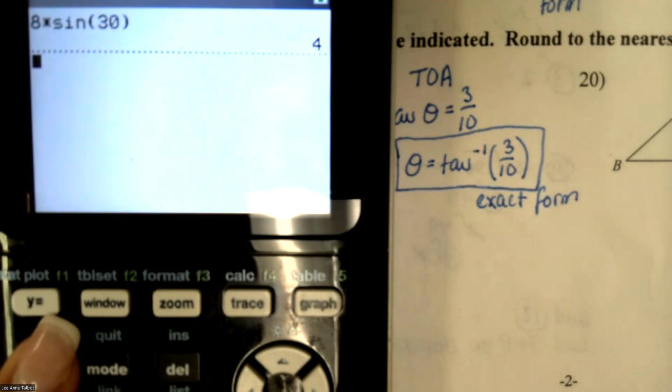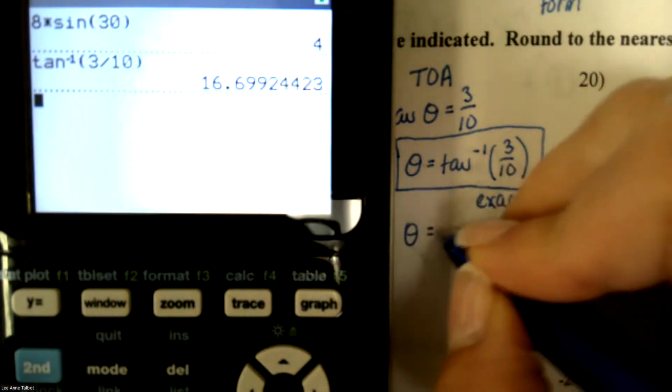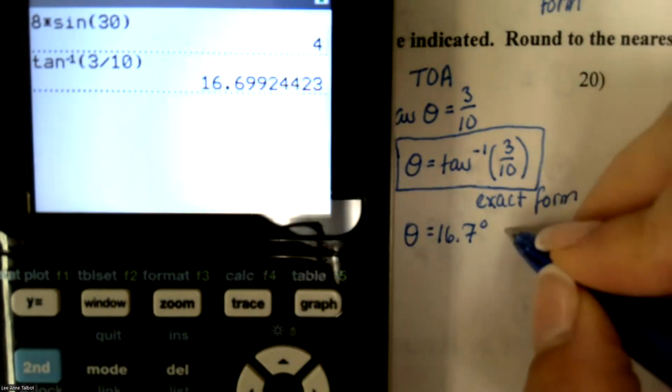Okay, but let's practice this. Tan inverse 3 divided by 10, 16.7 degrees. And that's approximate form.